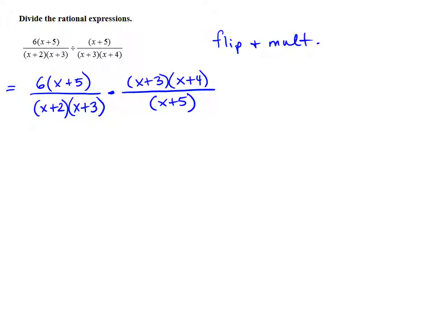Once we make it into a multiplication problem, we can go ahead and cancel common factors from numerator to denominator. So I've got an x plus 5 in the numerator and an x plus 5 in the denominator, so those cancel. I have an x plus 3 in this denominator, and that cancels with the x plus 3 in the second numerator. And what I'm left with is 6 in the numerator multiplied going across to x plus 4 in parentheses. And in the denominator, I'm only left with one factor of x plus 2. I can either put the parentheses in or not.